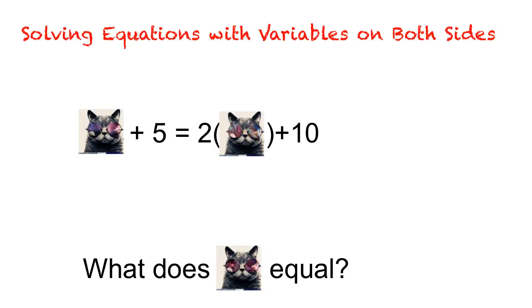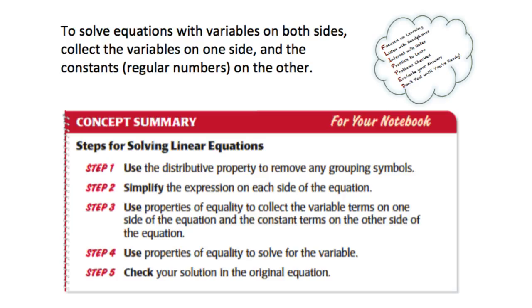Alright, let's go. So in the last lesson, we only had variables on one side of the equation. In this lesson, I'm going to show you how to do it when variables are on both sides. So here are the steps that you want to follow in order to solve equations with variables on both sides. Step number 1, use the distributive property. Right, I'm highlighting that for you. So if you see the distributive property, you can do that first.